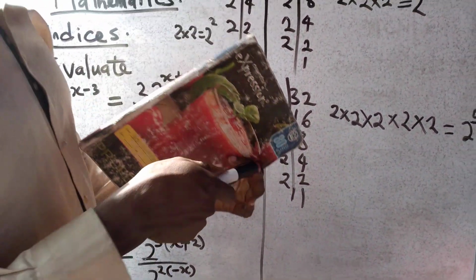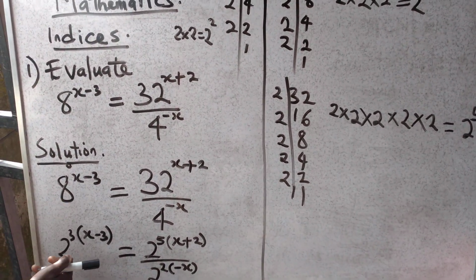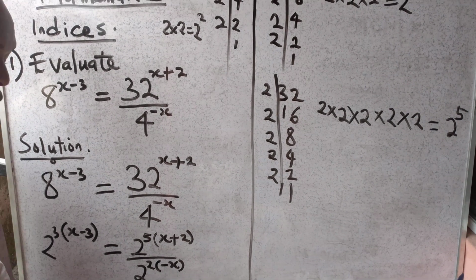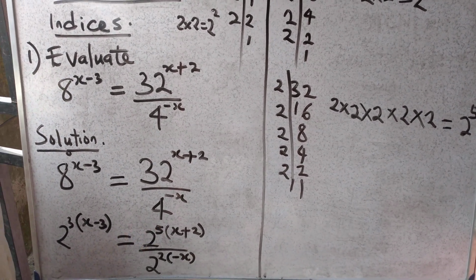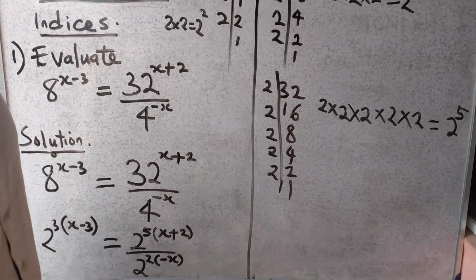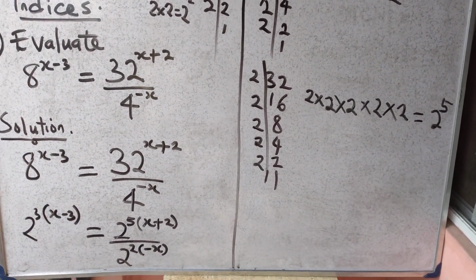Okay, so expressing each of these numbers in index form, we'll be having this. 8 is 2 raised to power 3. 32 is 2 raised to power 5. 4 is 2 raised to power of 2. Okay, alright. We are still in the process of solving that question.